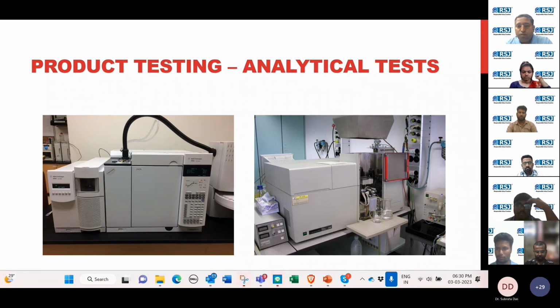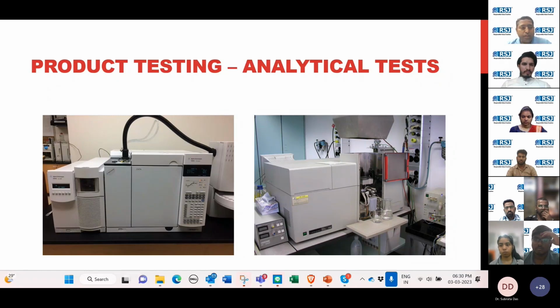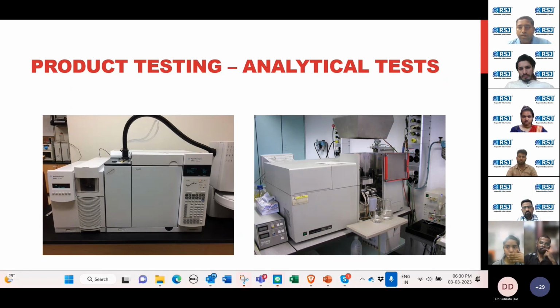Thank you, sir, for the valuable information. The participants are going to get a lot of insights on the restricted substances and the testing to be carried out. So I thank you for your valuable inputs. Participants, if you have any questions or concerns, you can ask. Anybody has any doubts? Yes, any participants?